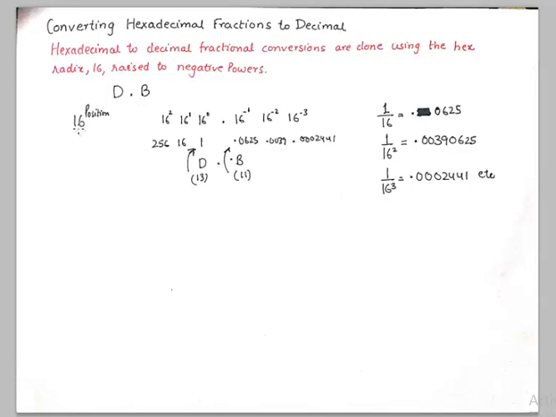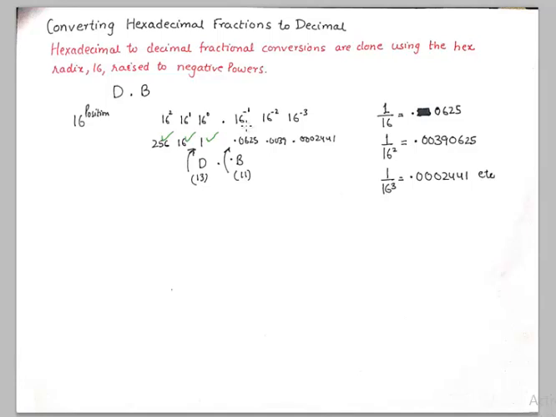So first of all, finding the positions, we know 16 raised to power 0 is 1, 16 raised to power 1 is 16, 16 raised to power 2 is 256. So anything that comes along the left hand side of this point will be multiplied by 1, 16, 256 respectively. So D is on the left hand side of the point, and D is, by the way, 13. So 13 will be multiplied by 1.